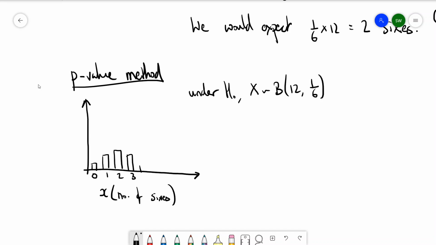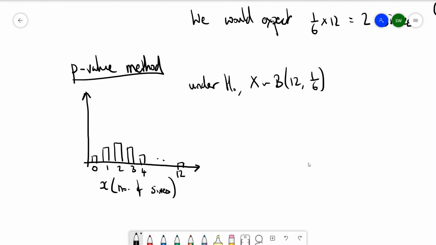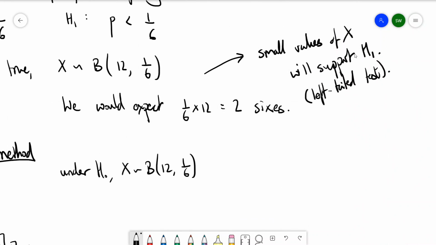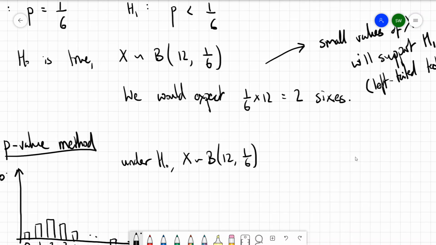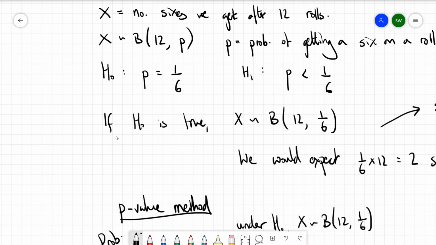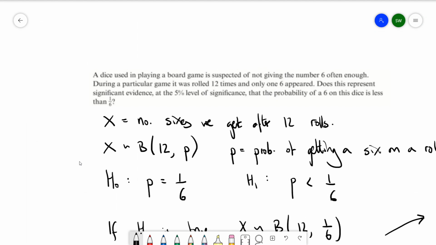We could have 3 6s, 4 6s, etc., all the way up to 12 6s. But that's going to have a really, really small probability. And remember, on the vertical axis, the height of each bar represents the probability of that number of 6s. So because we're doing a left-tailed test and small values of x will support H1, we've got to work out whether where we are is in the left 5% of the distribution.